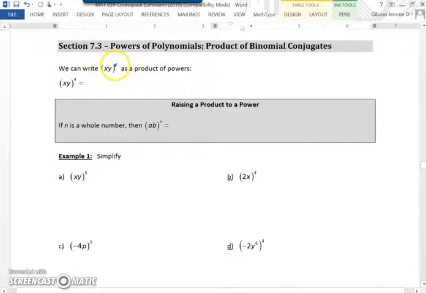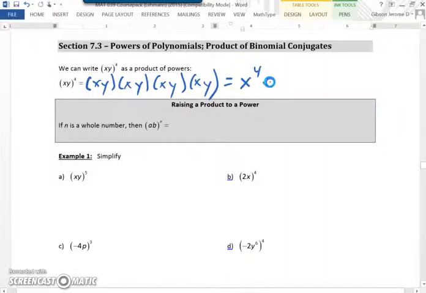Hello class, we're about to start section 7.3, powers of polynomials, product of binomial conjugates. We can write (xy) to the fourth as a product of powers. So we have (xy), which we know would be xy times xy times xy times xy. Now when we multiply all of this together, it will give us x to the fourth, y to the fourth, because with the same base we add the exponents, and all of the exponents are 1.